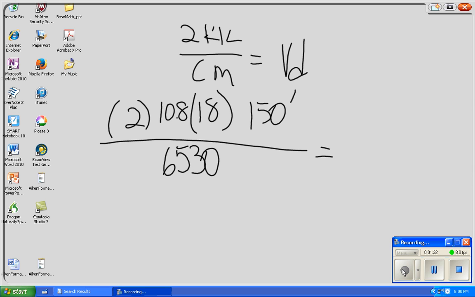Now we're going to divide this out and find out how many volts we dropped taking this wire there. We'll pull out a handy TI-30X IIS: multiply 2 times 10.8 times 18 times 150, hit enter, divide by 6,530, and hit enter again, and we get 8.93. Now what is that? That's volts, the number of volts we dropped.